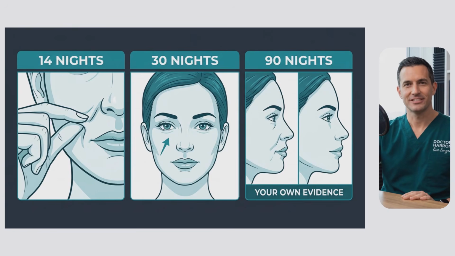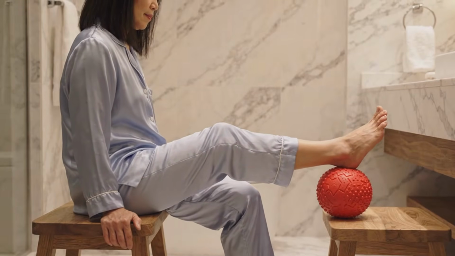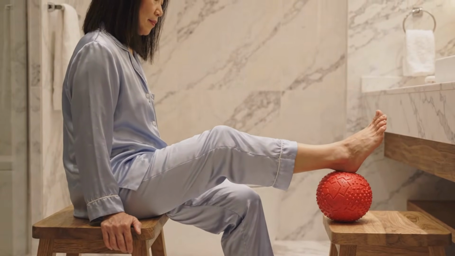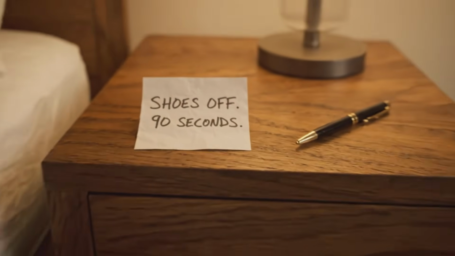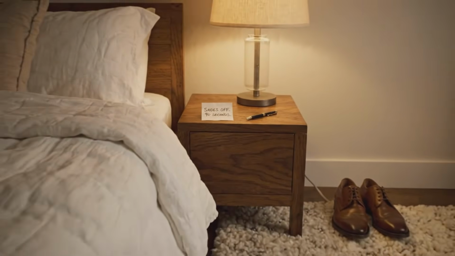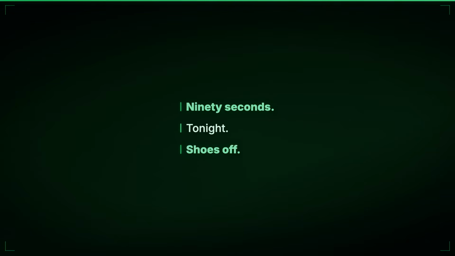After 14 nights, do the tissue pinch test yourself. Gently pinch the skin at your nasolabial fold between thumb and forefinger and feel the mobility. Compare it to tonight. After 30 nights, look at a photograph from today beside a photograph from then. After 90 nights, you will have your own evidence, not mine, not a study's, yours. And the process of elimination that started this conversation will have ended where it always does, with the thing you can do rather than the thing you can buy. Shoes off, 90 seconds, tonight.